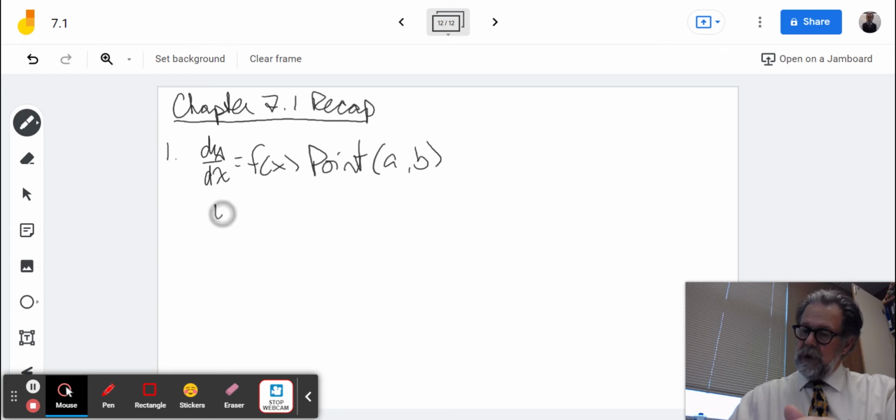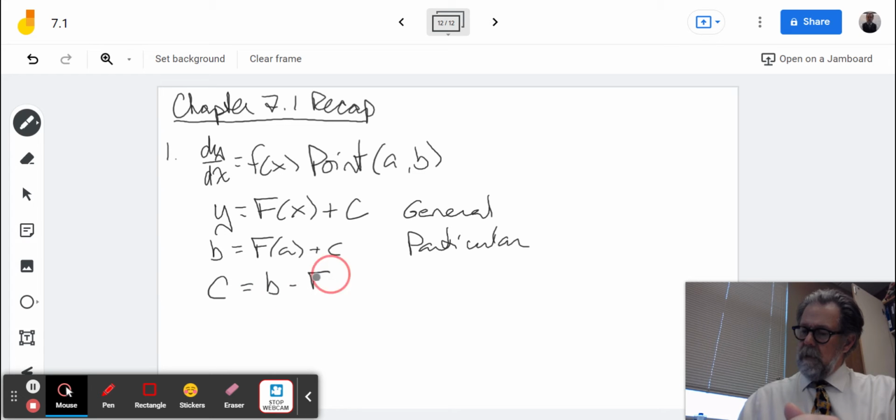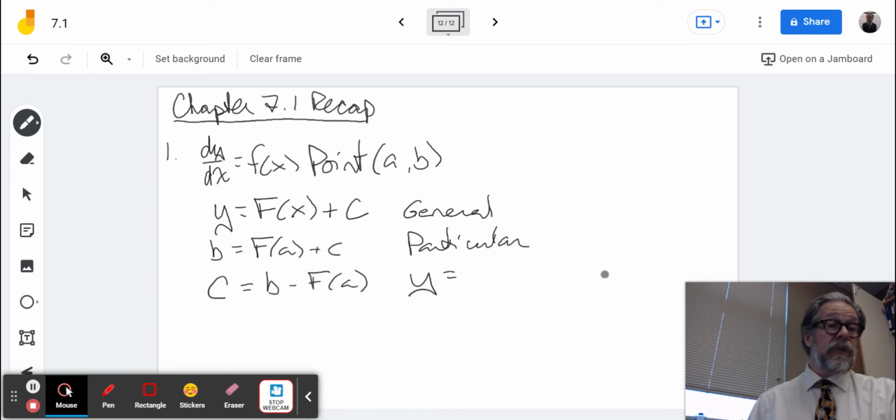Well, the general solution is that y is equal to the antiderivative of that function plus a constant. And of course, this was called the general solution. The particular solution said that b is equal to f of a plus c, which means that my constant is equal to the y value minus the value of the antiderivative at a, and then I could write the equation y equals, and I would actually have a value in for the constant. So that was the first thing we did.